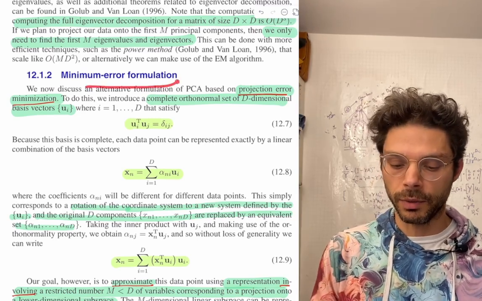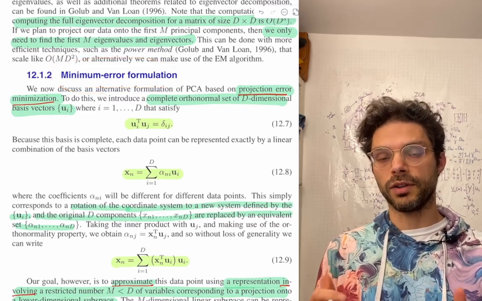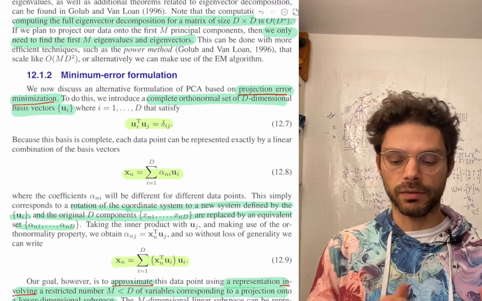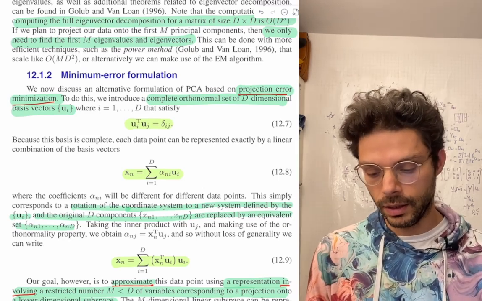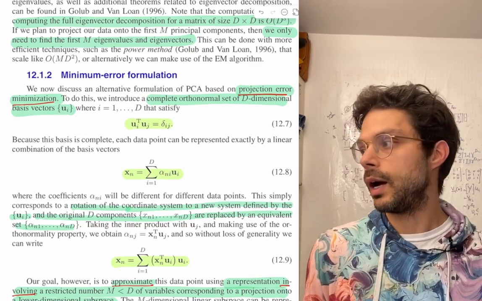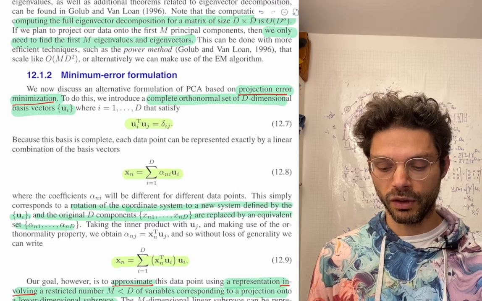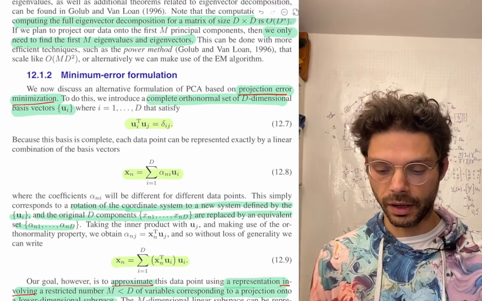So this minimum error formulation is actually a little bit more general. It turns out you can still pick the PCA solutions we got for maximizing variance, but there is some redundancy. It's a rotational redundancy. And he only discusses this in the problem sets, I think problem 12.2. So I'll flag that as we go. Okay, so let's get into it.